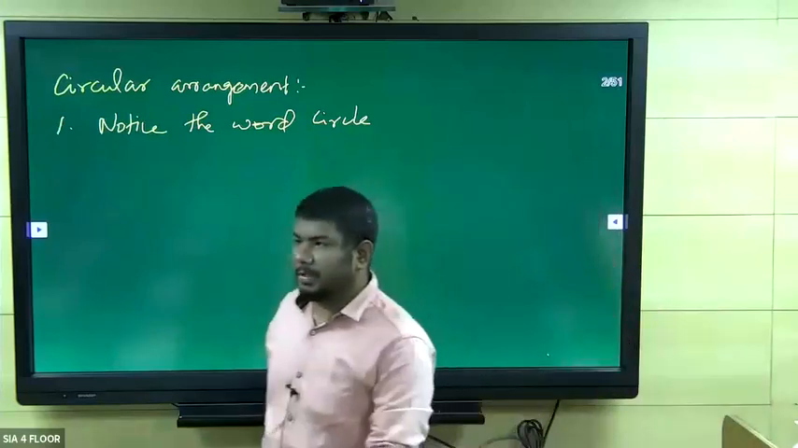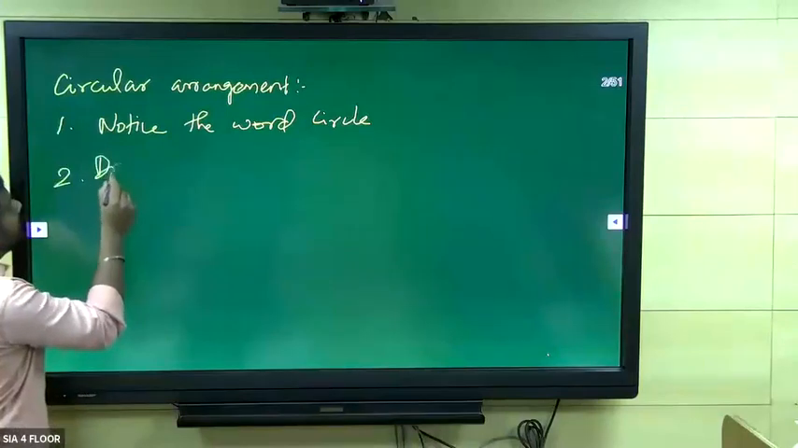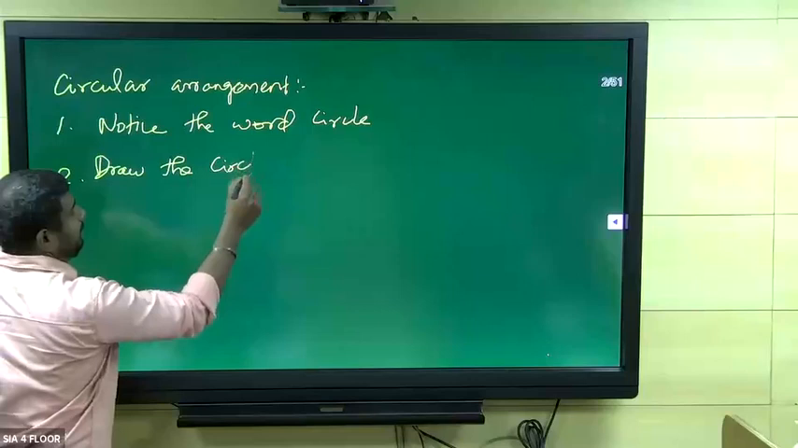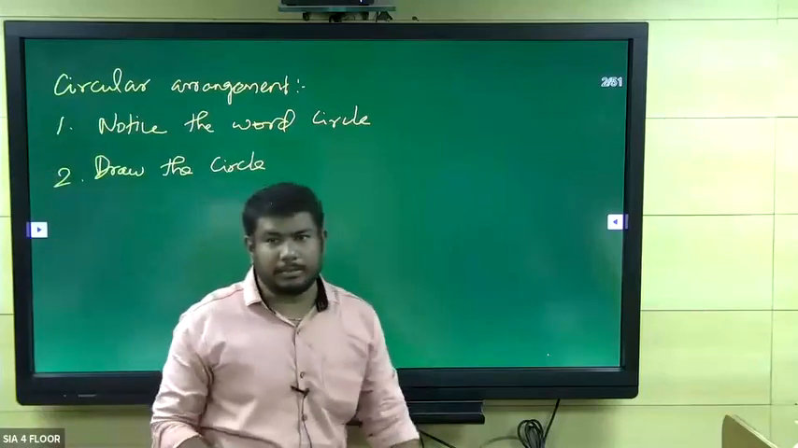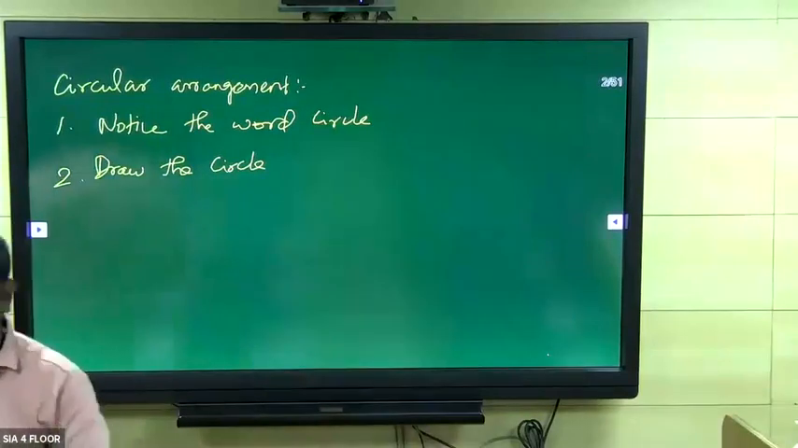So first one, notice the word circle. Second one, once we notice the word circle, then draw the circle. First, we should notice the word circle and then we need to draw the circle.